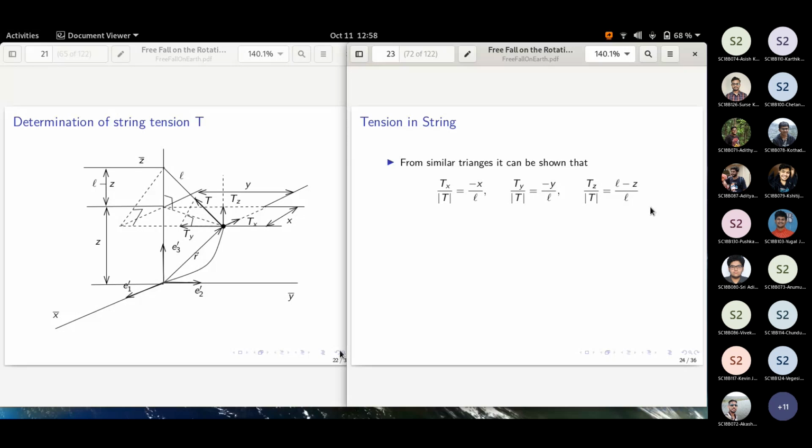So depending on the distance or the amount it moves in the x, y, z direction, there is a proportional tension that is felt by the object. That is what this expression means. That proportionality will have this negative sign and other things depending on which direction it is being pulled. That is why the minus signs appear.